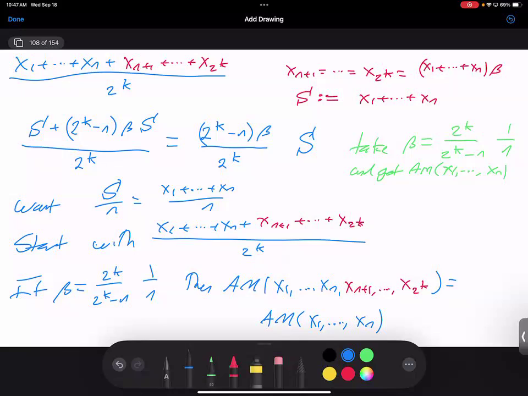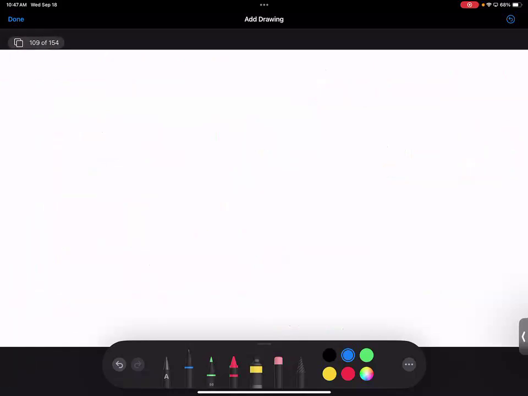Do we know anything about the arithmetic mean of x1 through x2 to the k? What do we know about that? We have 2 to the k items. What do we know?